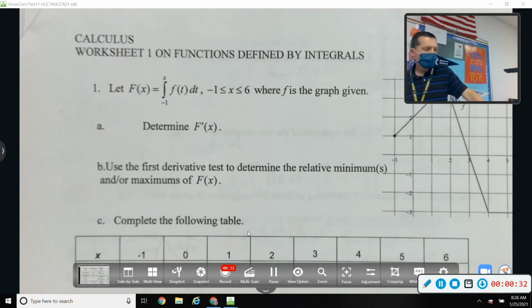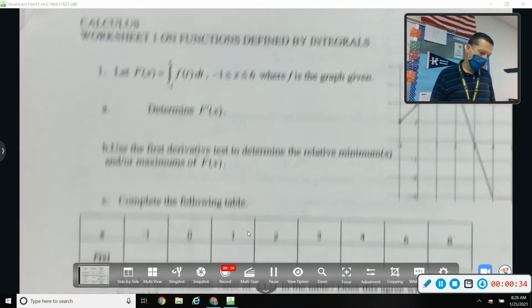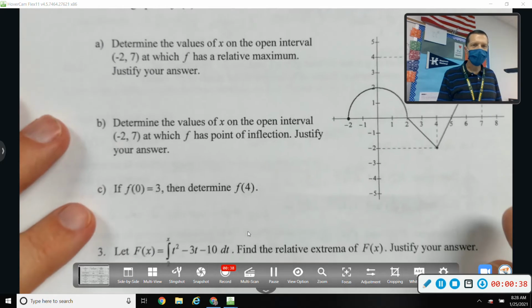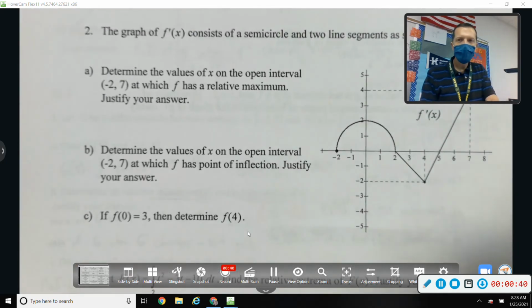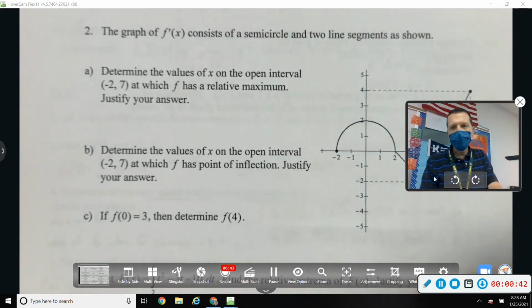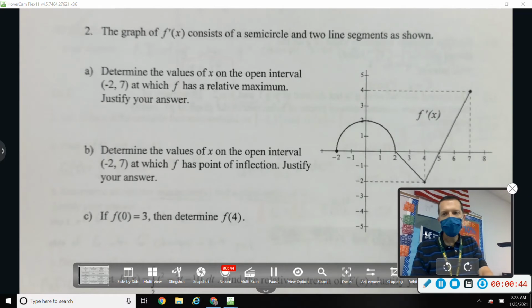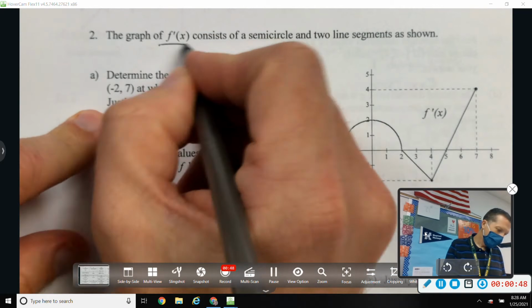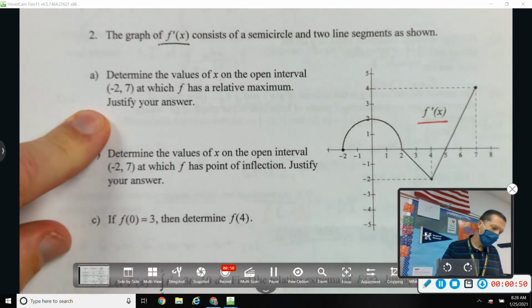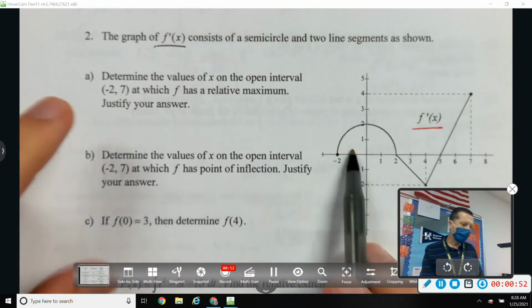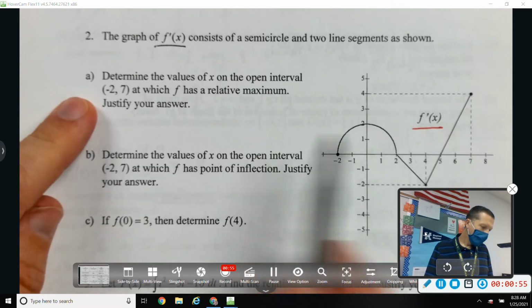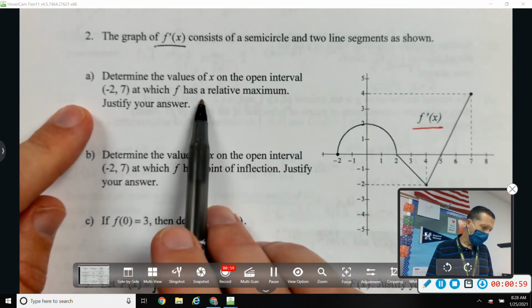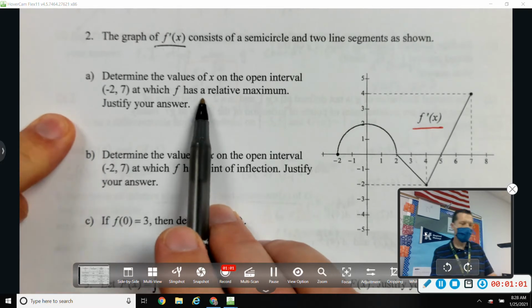Number 2, part C. 2C. All right, well, let's just do all of 2 because we might need to get to C. Maybe not. So looking at number 2: the graph of f prime consists of a semicircle and 2 line segments. Determine the values of x on the open interval at which f has a relative maximum.